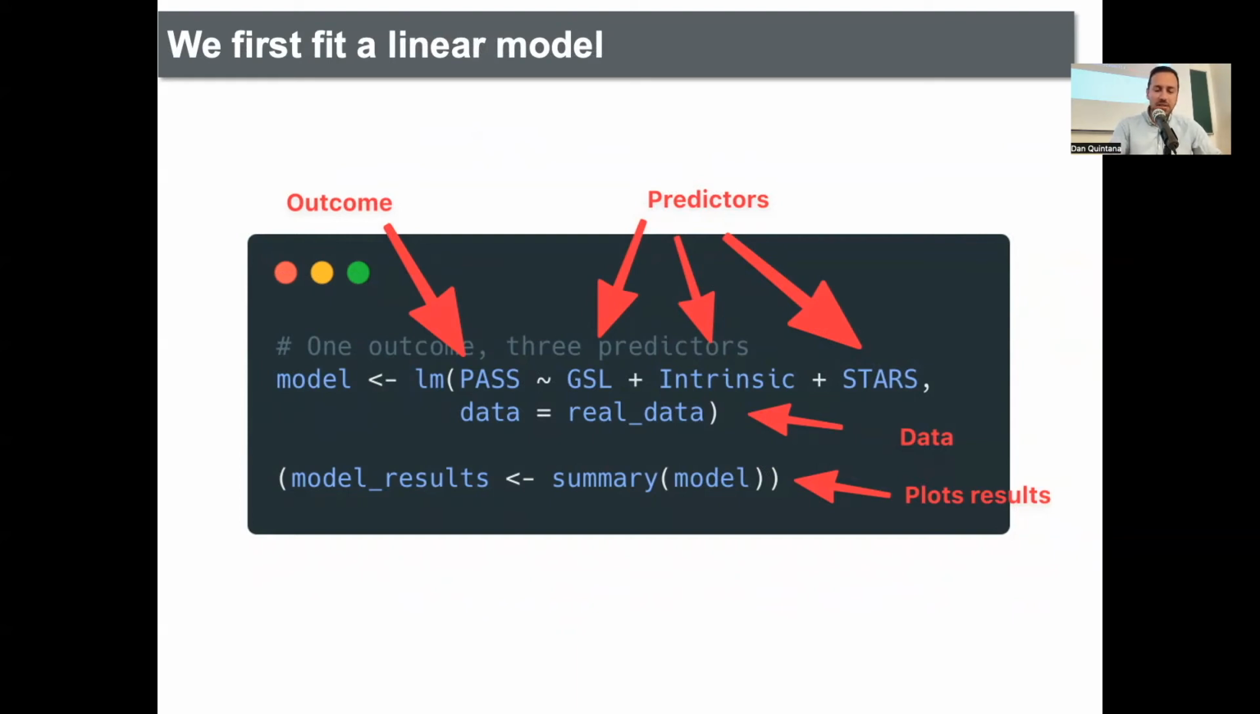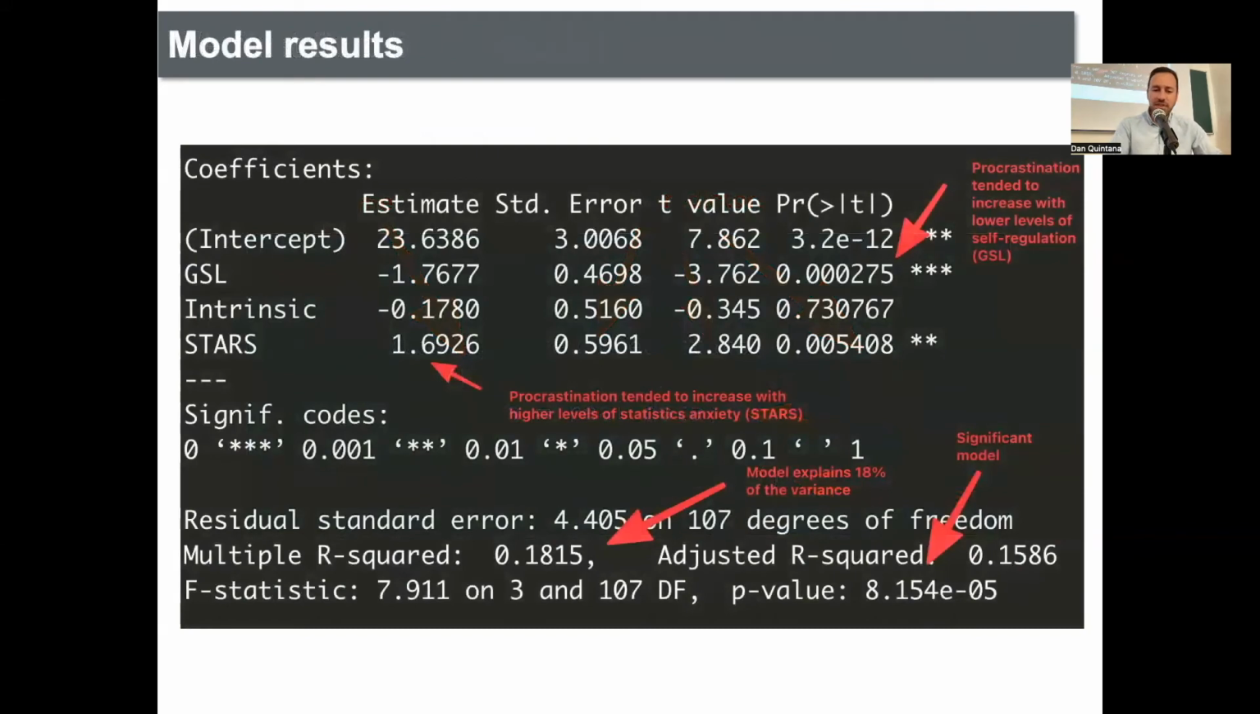So run this linear model, and we're going to get this particular output here. This shows us that this particular model explains 18% of the variance. It is statistically significant, and looking at the coefficients, procrastination tended to increase with higher levels of statistics anxiety, the STARS variable, and procrastination tended to increase with lower levels of self-regulation, which is the GSL variable. So these are the model results here.